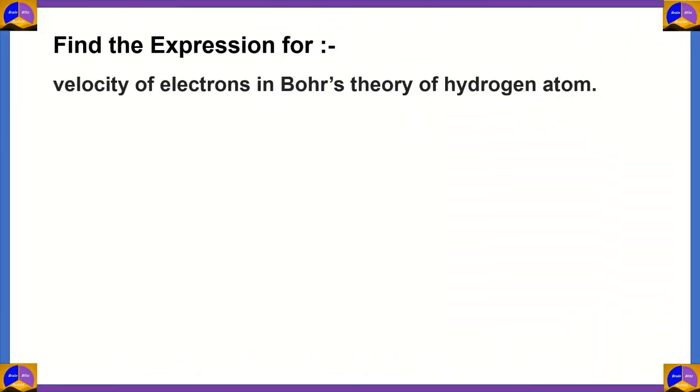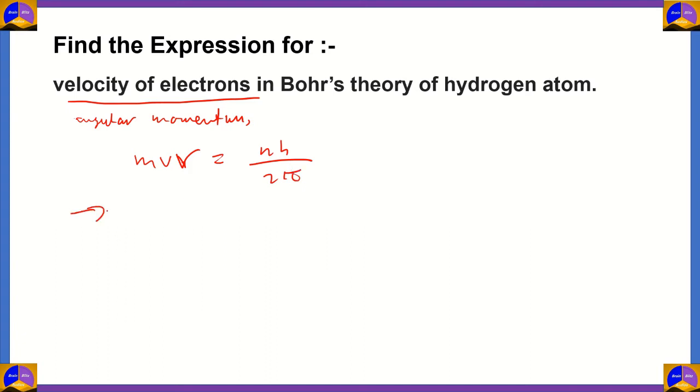The next thing you need to find out is the expression for velocity of electrons in Bohr's theory of hydrogen atom. So, velocity of electrons. In order to find the velocity of electrons, we again use the formula for angular momentum. The relation that we used earlier also was mvr equals nh by 2 pi. And from there you can get v as nh divided by 2 pi m r. Now let's write it like that for now.